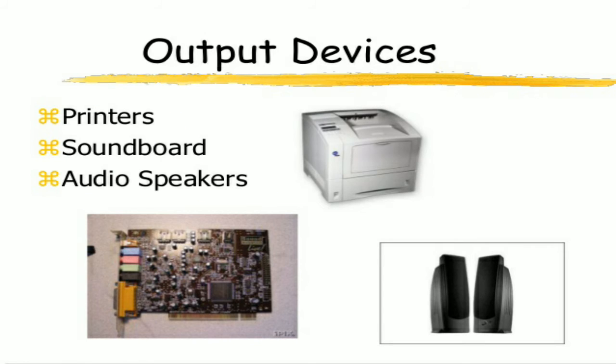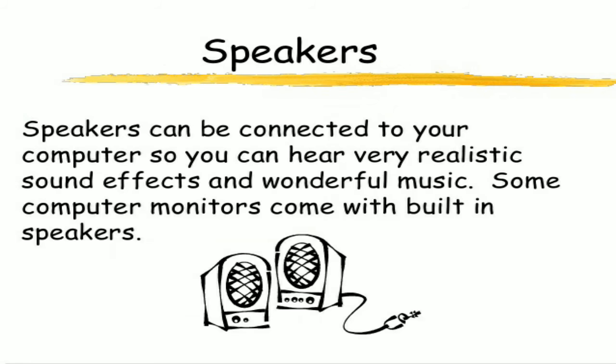Now, output devices. The output devices are a printer, soundboard and audio speaker. So printer, soundboard and audio speaker are output devices. Now, speaker. Here we can see a photograph of a speaker.